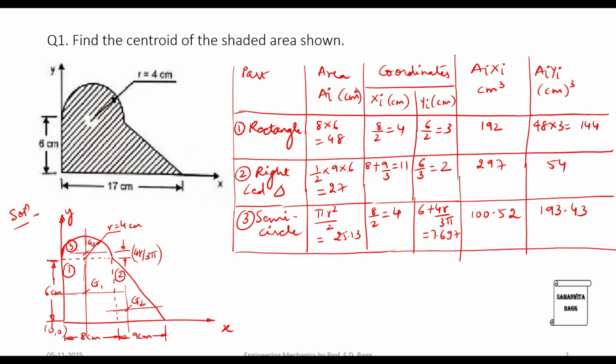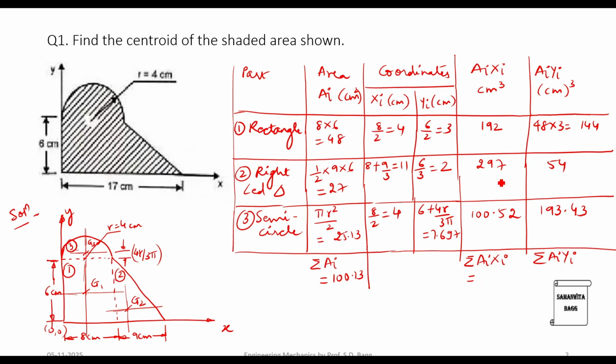Now this is about the three shapes we have. Then we will calculate the summation of all the area that we have taken. So if you observe carefully, the entire area is shaded, which means you don't have to subtract anything. You have to just add the three areas. So this is 48 plus 27 plus 25.13. This is 100.13. And we have to find summation of AI xi and also summation of AI yi.